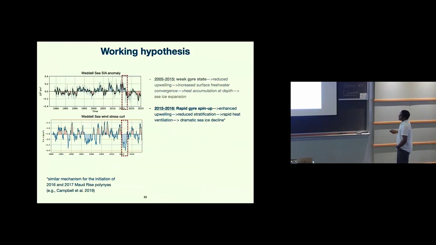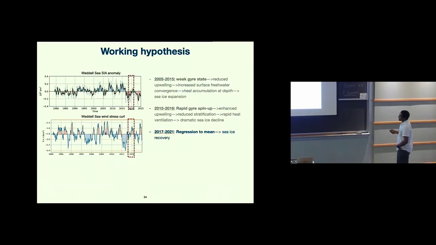And then from 2015 to 2016, we had this strong spin up of the gyre in response to this wind stress curl anomaly that led to enhanced upwelling, reduced stratification, rapid heat ventilation, rapid sea ice decline. And then after that, there was sort of this regression to the mean, and the sea ice recovered, and we do see that. And then in more recent years, something else is going on, basically. It's possible that enhanced upwelling had something to do with it, but there has to be some other driver.